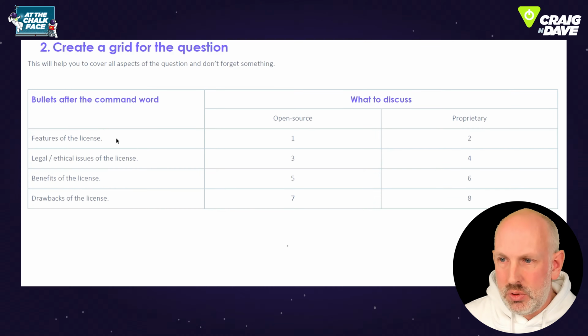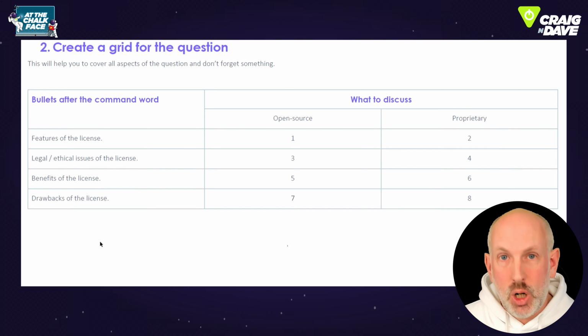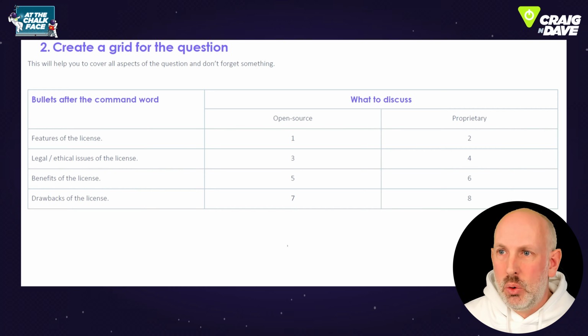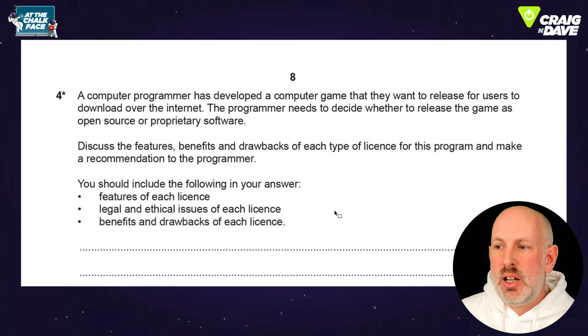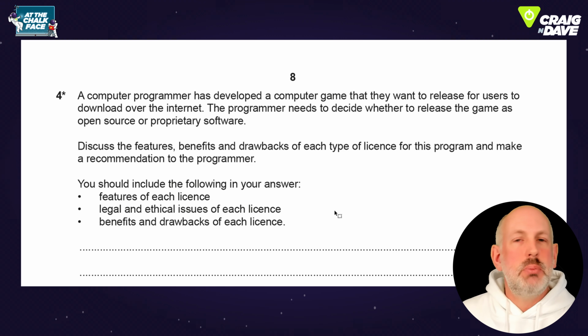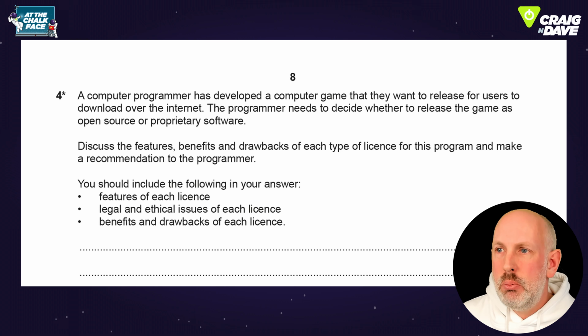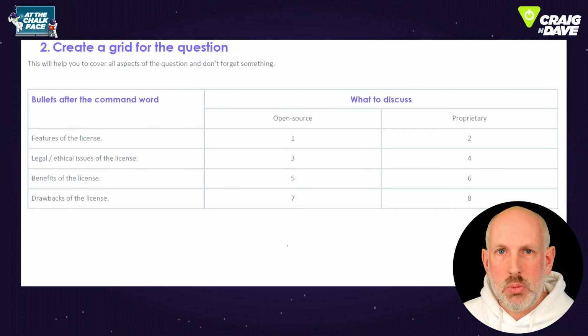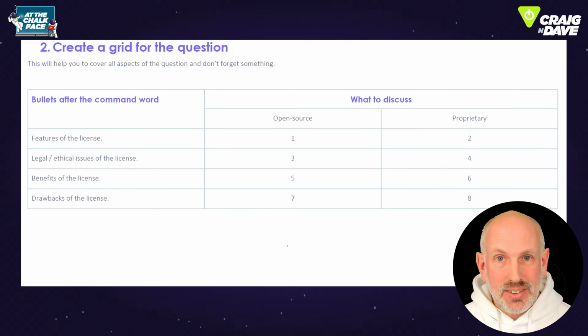Then in the rows, in the leftmost column, that is simply everything in the bullet points. So that's really easy. All these questions will always have a set of bullet points where it says you should include the following in your answer. And then there'll be a variable number of bullet points. Well, for those bullet points, you can put those in the leftmost column of the table. So what you end up with is a grid, and you'll notice something here. The grid contains 8 points, which is rather handy because the question is 8 marks.